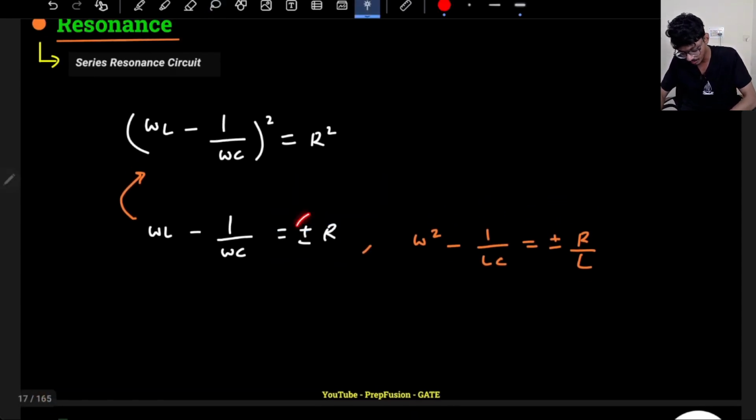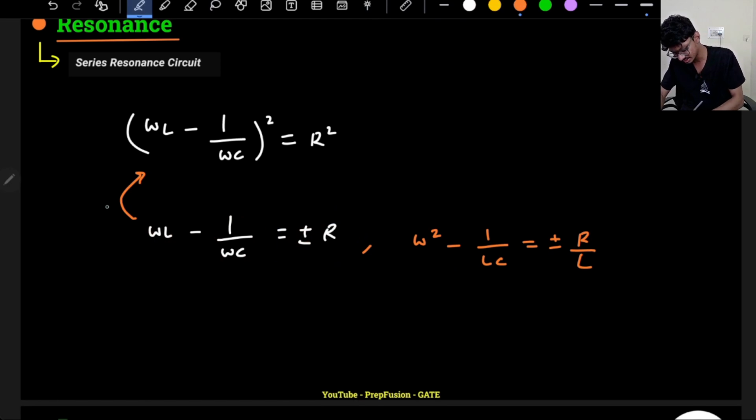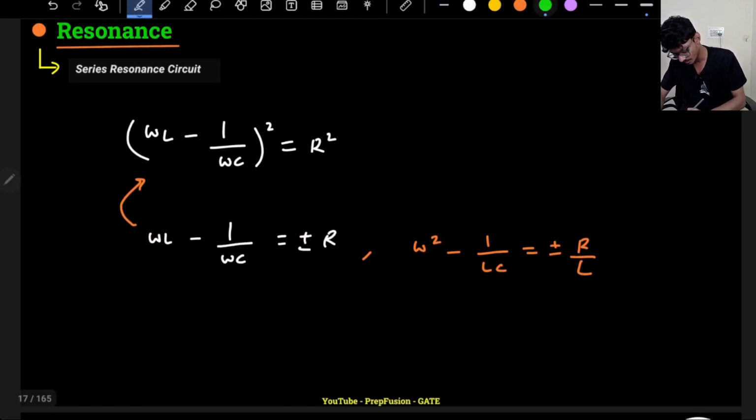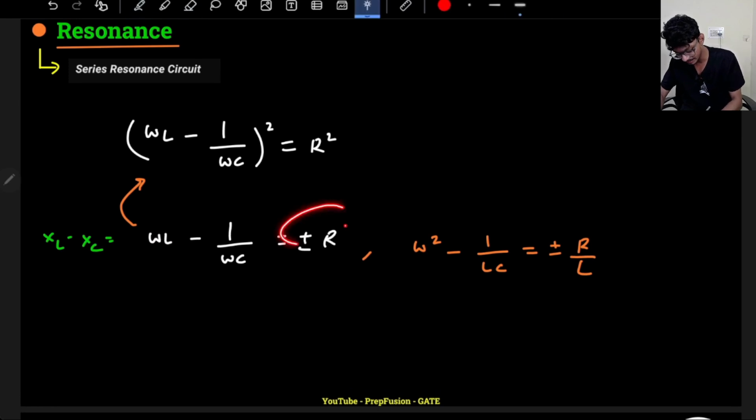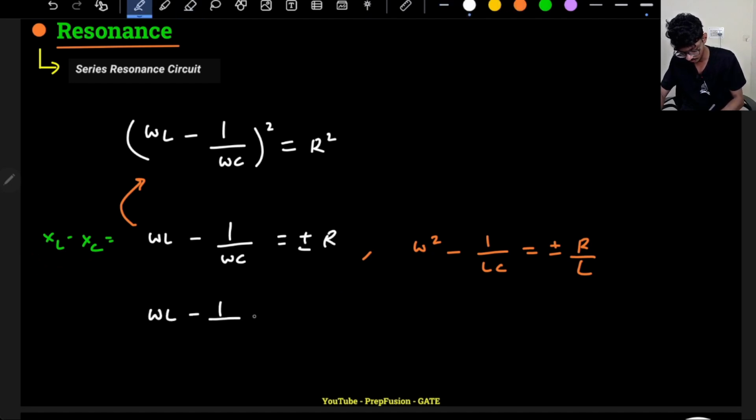So when it is equal to plus R, that means what? This omega L minus 1 by omega C, this is XL minus XC, correct? So if it is plus R, that means it is positive. If it is positive, that means XL minus XC is positive. So in the positive case, if I write this, one of the solutions will be omega L minus 1 by omega C equals plus R.